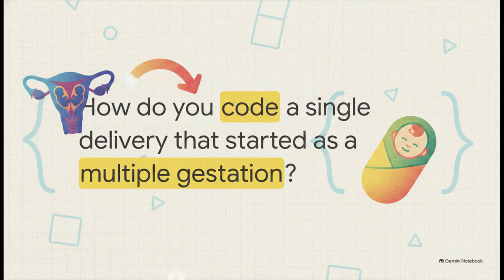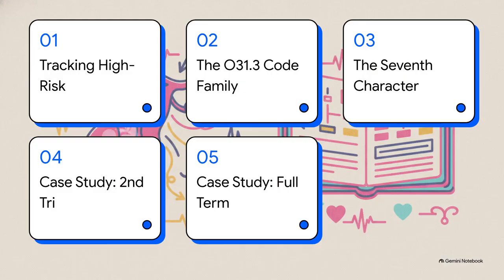Think of the rules we're about to go over like a blueprint. We're going to build the structure of this code from the ground up. Here is our roadmap for today. First, tracking high-risk pregnancies. Second, the O31.3 code family. Third, mastering the 7th character. Fourth, a second trimester case study. And fifth, a full-term case study.